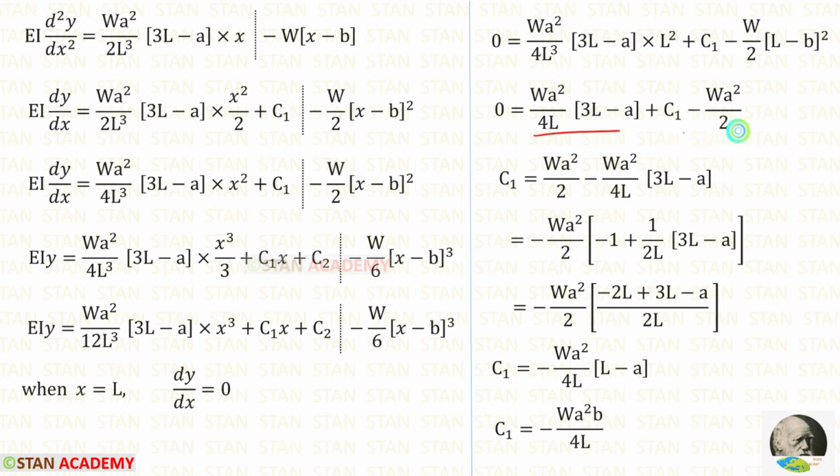Let us take these two terms on the other side. They will come with the change of signs. From both of these, let us take minus WA square upon 2 outside. For these two terms, let us take LCM. Minus 1 into 2L, we will get minus 2L. 2 into 2L, we will get 4L. Minus 2L plus 3L, we will get L. L minus A, we will get B. So for C1, we are getting this.